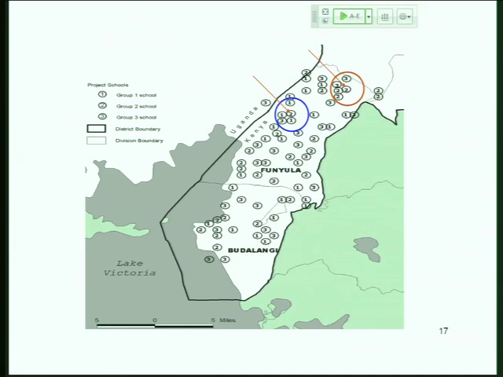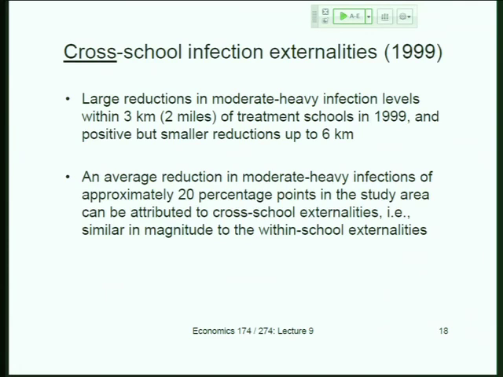Okay. So what do we find? We find a magnitude of cross-school externalities, the average effect within, say, 3 kilometers or even out to 6 kilometers, that's very similar to the within-school externality effect, roughly about 20 percentage points. Remember, the within-school externality was about 18 percentage points, something like that. So the within-school and cross-school externalities both look quite large.